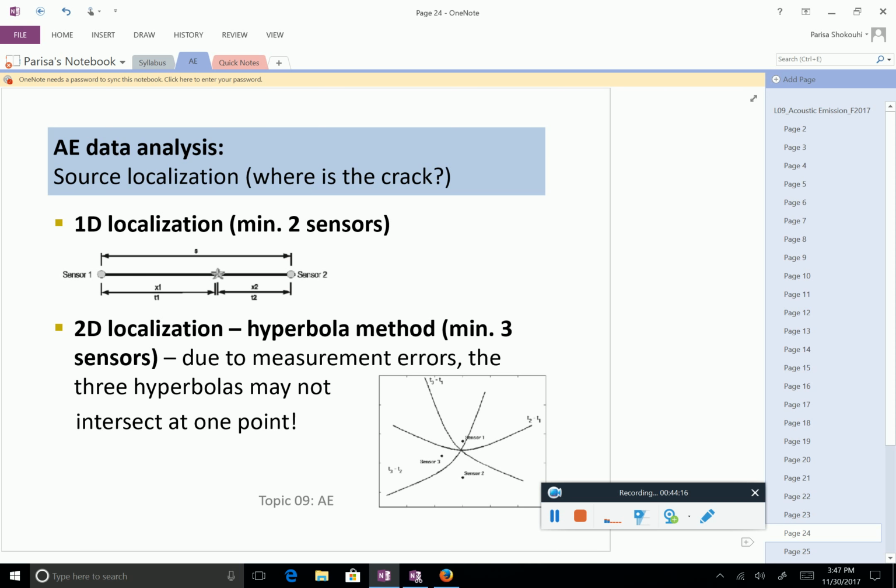We need a minimum of 2. Try to write the equations for the time. So the time of the event at receiver number 1 is T1, and at receiver number 2 is T2. Try to write the equation, see how you would localize in one dimension. You should be able to do that. Take the velocity as v, the medium velocity just v.